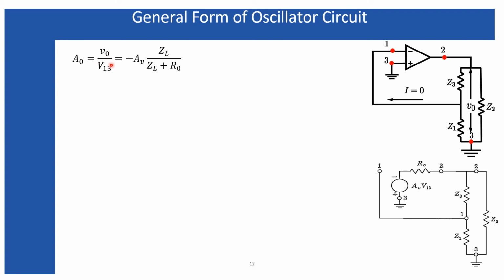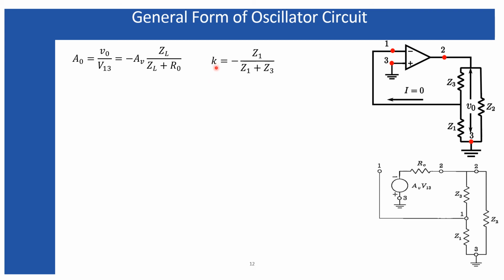A naught will be the output voltage divided by the input voltage, where the output voltage appears across these terminals. So the output voltage takes into account the load impedance. The load impedance is actually the entire combination of Z2, Z1 and Z3.